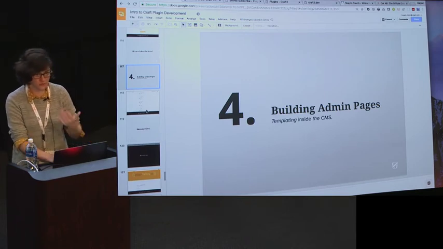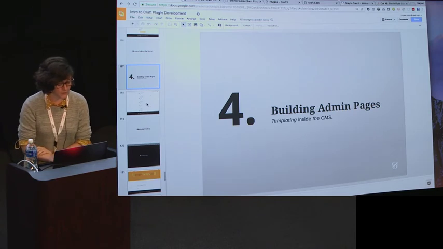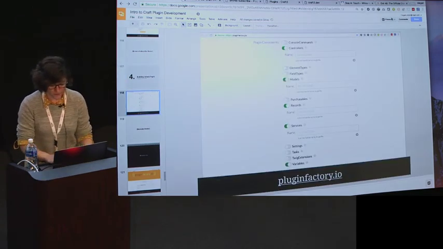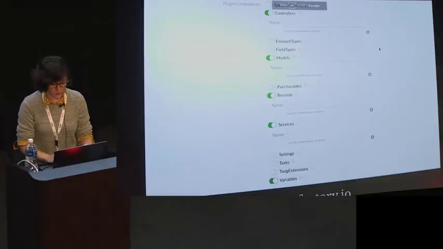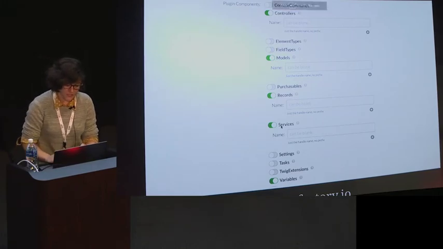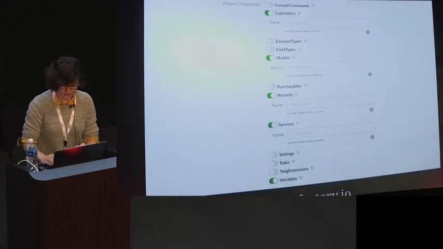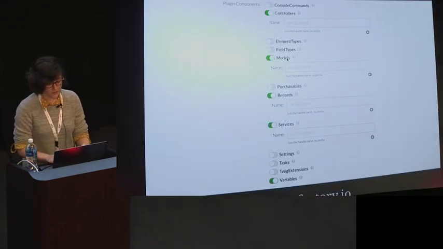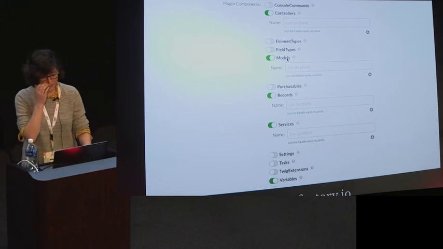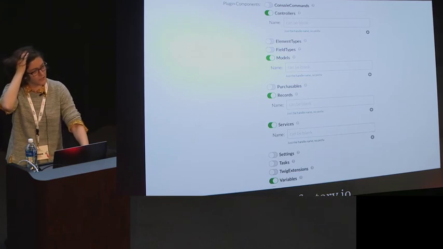So control panel. How do you do your control panel section within Craft? In this case, we're going to add one more thing to our scaffolding when downloading from pluginfactory.io. Well, we're adding a couple things. In this case, we're going to add models and records. That's not something that you need for control panel. This plugin just happens to need it because we're going to use those control panels to save things.